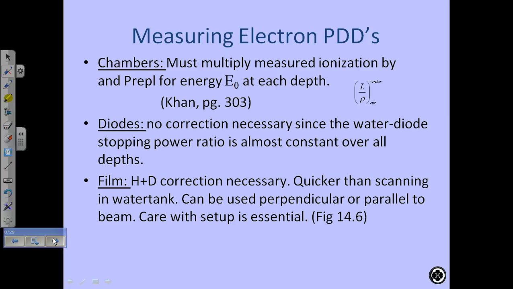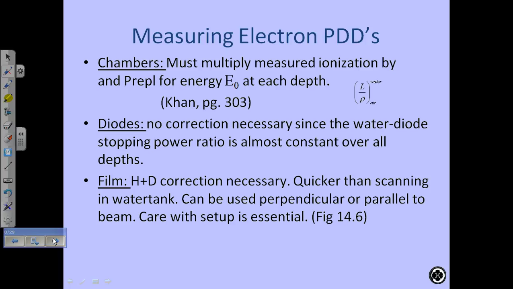Measuring electron PDDs. Okay, we've all done this. Maybe once. Multiply with chambers. You have to multiply the measured ionization by P_repl for energy E0 at each depth. And then you also have to multiply by the restricted stopping power ratio, L over rho, between water and air.